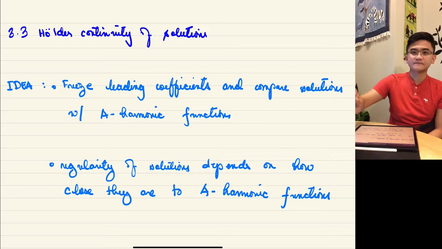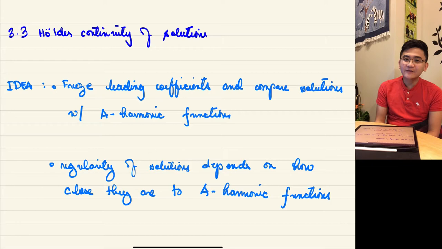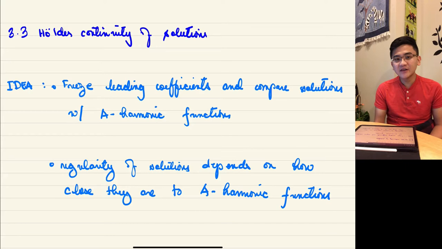Hello. So we continue our study of the regularity of weak solutions to elliptic PDEs in divergence form. In particular for today, we're going to show that under some continuity assumptions on the leading coefficients of the equation, we can say that U is Hölder continuous in the interior.